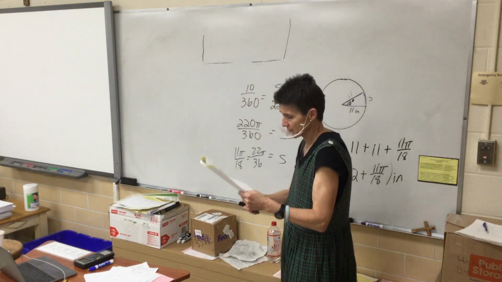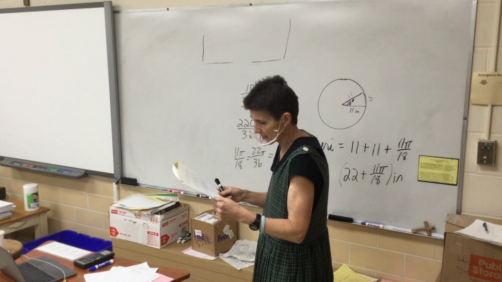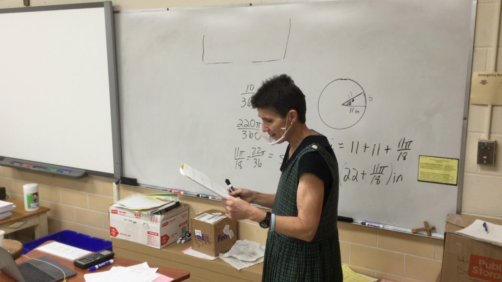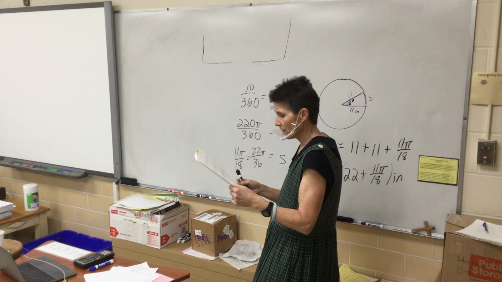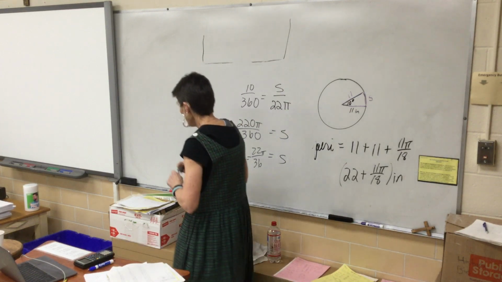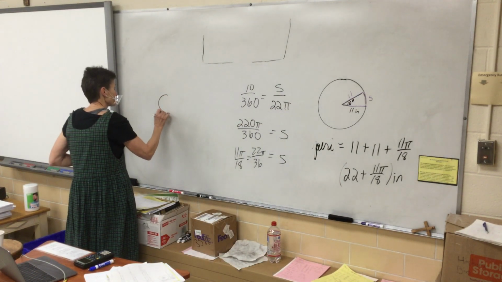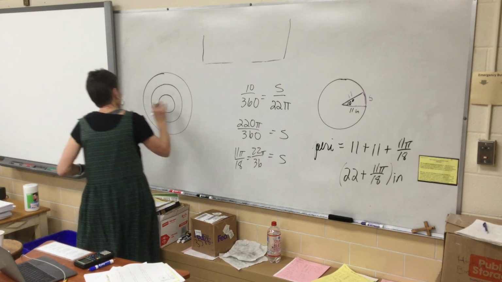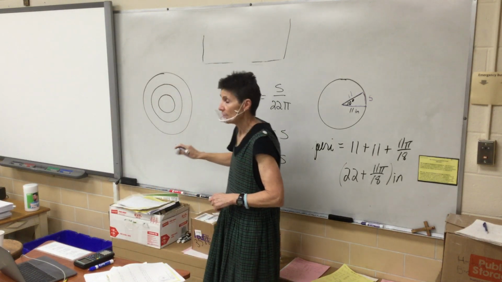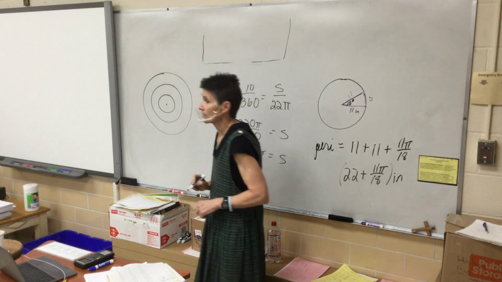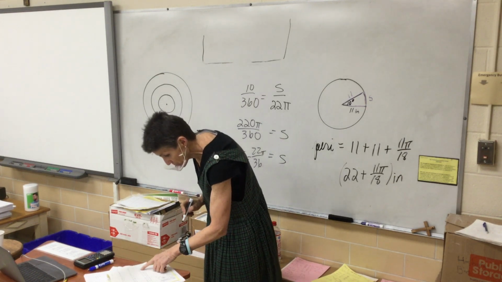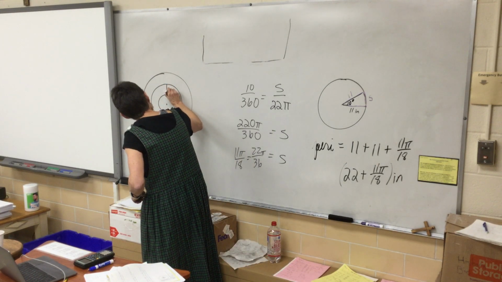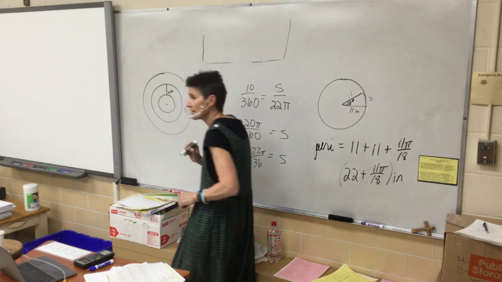The concentric circles of an archery target are 6 inches apart. The inner circle has a perimeter of 37.7 inches. What is the perimeter of the next circle? Okay, so what we're talking about is a target like this. These are called concentric circles. They have the same center. Now it tells me that they are 6 inches apart. So this distance right here is 6 inches. Would you agree with that?